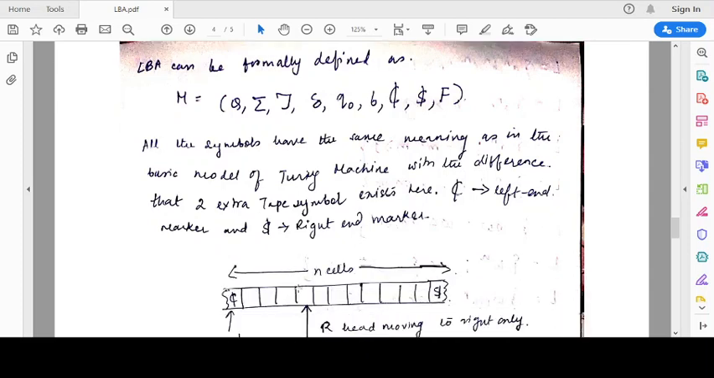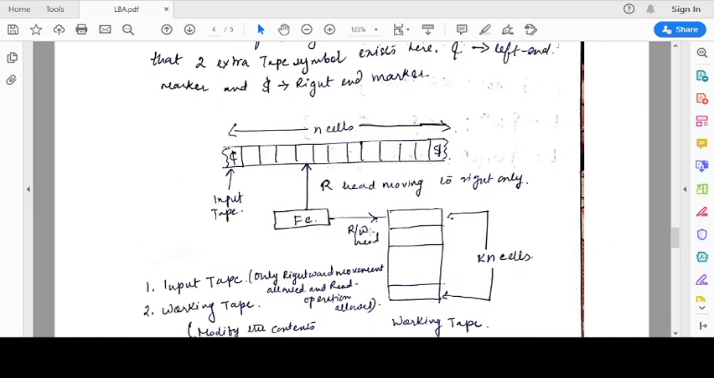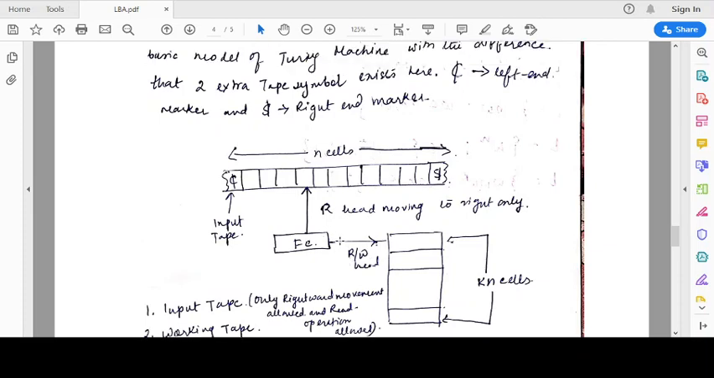Again, we can have the diagram for a linear bounded automata, as you can see. This is the tape, and you can see the delimiters for this input tape, one on the left-hand side and one on the right-hand side. Supposing we have n cells, this is a finite control, this is the read head. See, it is written R head, our head moving to the right only.